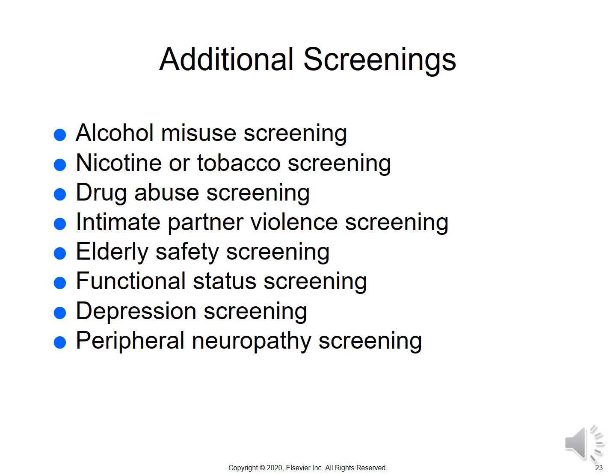Depression screening. Several tools are used to screen for depression. Screening tools ask questions related to moods, thoughts, and feelings. Peripheral neuropathy screening. Screening questions focus on loss of feelings or pins and needles sensation in the feet and hands, which can be associated with things like diabetes and other neurological problems as well.